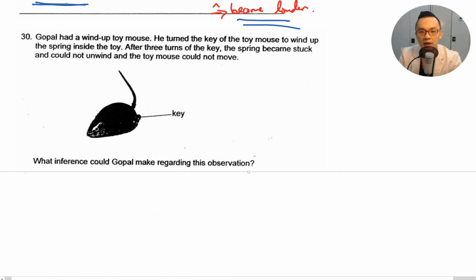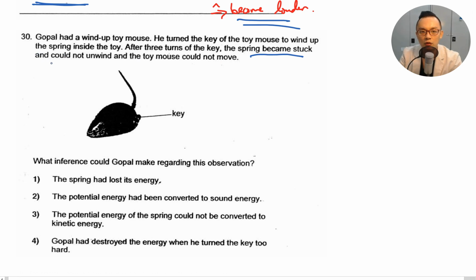Key to wind up the spring. After 3 turns of the key, the spring became stuck, could not unwind, and the toy mouse could not move. What inference could Gopal make regarding this observation? Alright, so the spring had lost its energy. Is it true? It's not true. It's just that the spring got stuck. So the spring still has the elastic potential energy. It's just that it cannot release the elastic potential energy because it got stuck.